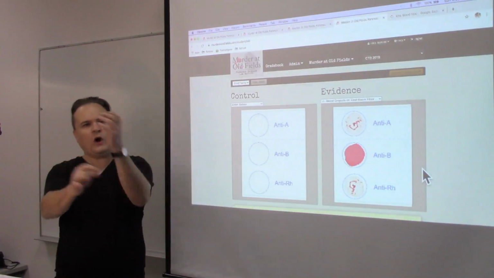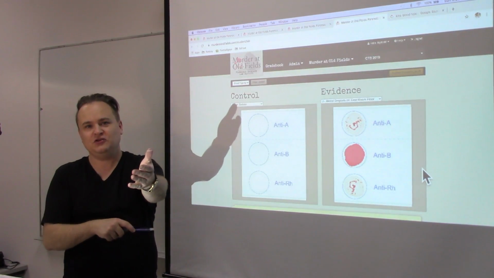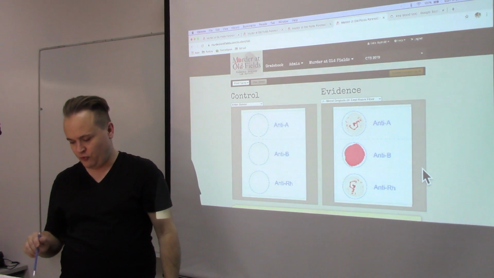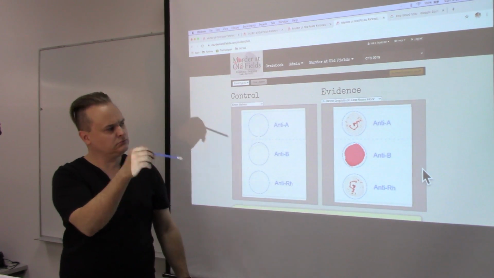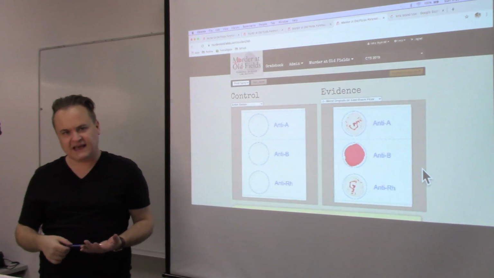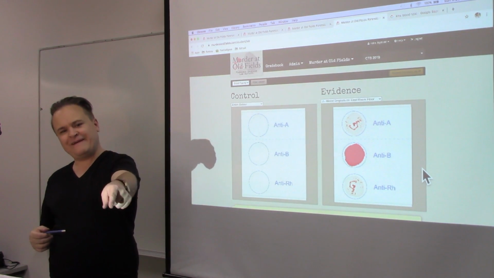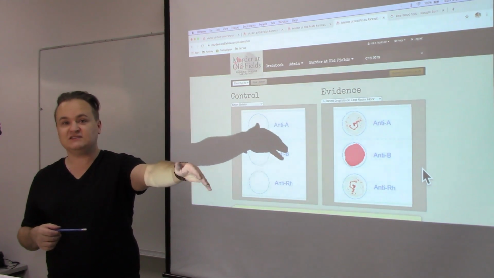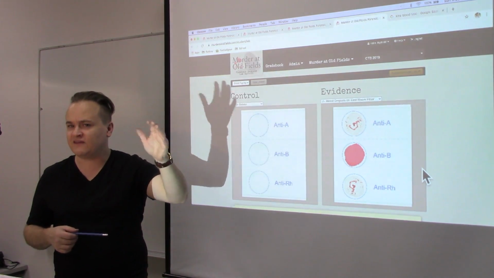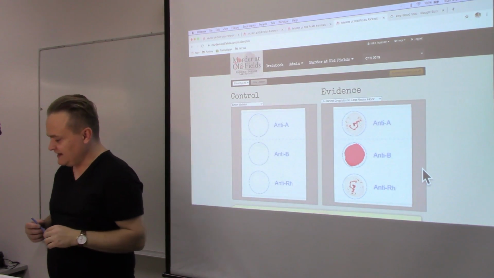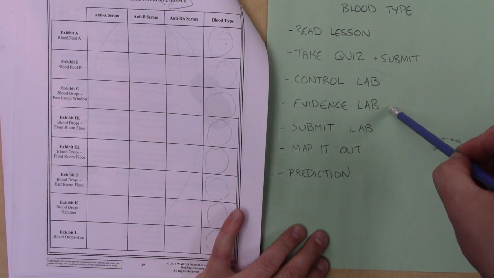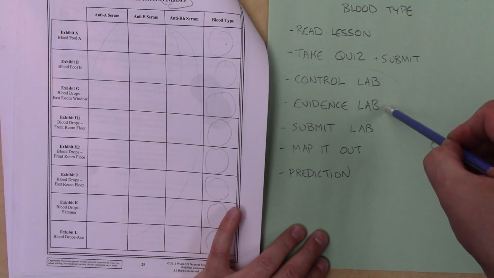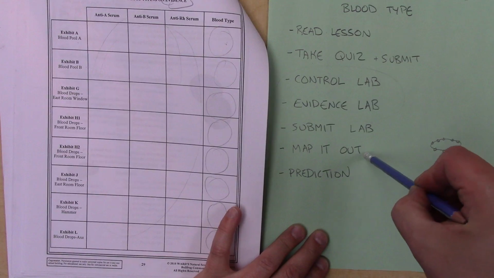Now, what do you think you have to do at the end? You have to see the blood types around the rooms and connect them to the people we know. So you have to say, this blood found in this part of the room could either belong to these two people or this person. And you'll decide whose blood is found where. So that is the next step here. Next step, control lab, evidence lab. After you've read and taken the quiz, you do your 2 labs, submit your lab, and then map it out.